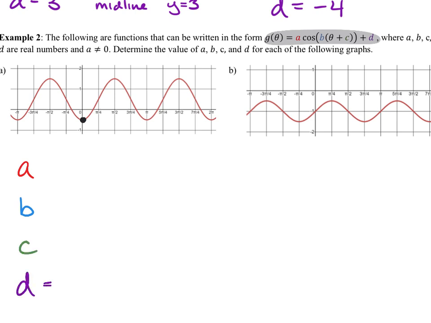D is the easiest. What is the midline of this graph? One half, yeah. So 1/2, or since that's a nice pretty decimal, you can say 0.5, because that's where the middle of the graph is. The amplitude is pretty easy as well. What is the distance from the midline to the top of one of those waves?